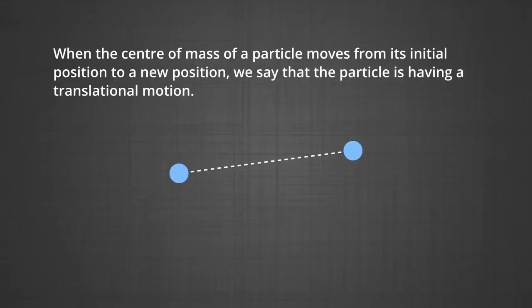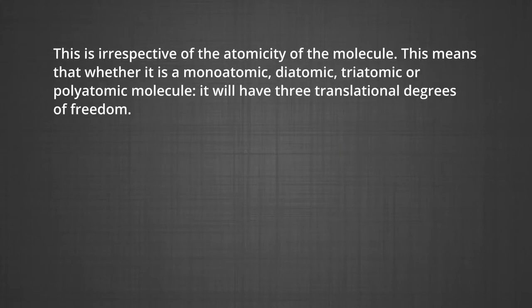So, you can see if I have this steel ball which represents an atom, it moves from here to here in space, then this is categorized as a translational motion. So, the translational motion of the molecule of a gas has 3 degrees of freedom associated with it. This is irrespective of the atomicity of the molecule. This means that whether it is a monoatomic, diatomic, triatomic molecule, they will all have 3 translational degrees of freedom.